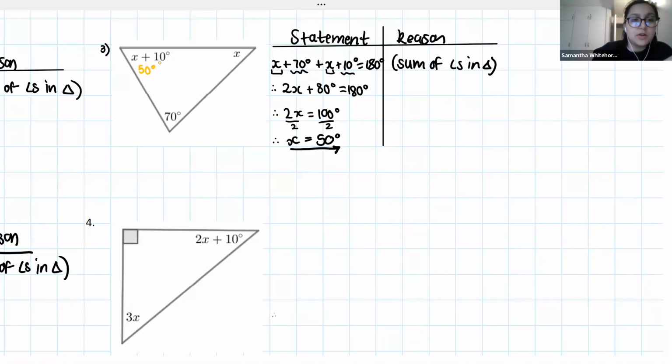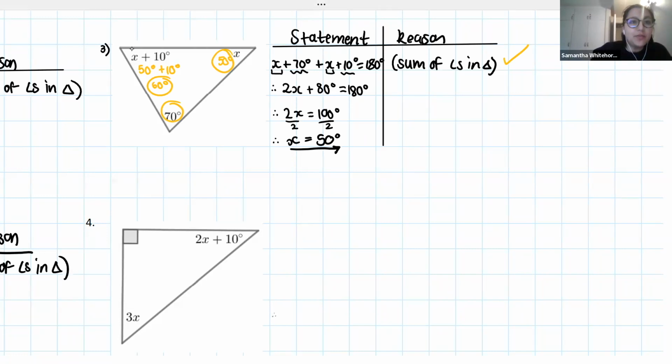Sub in the angle you've just worked out, so 50 plus 10 is 60. X we worked out to be 50. If you now add 50, 60, and 70, do you get 180? Well, let's check. 50 plus 60 is 110, plus 70 is 180. So the reason, sum of angles in a triangle, is actually true based on what we've done.